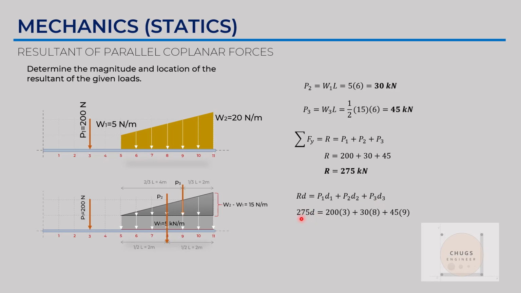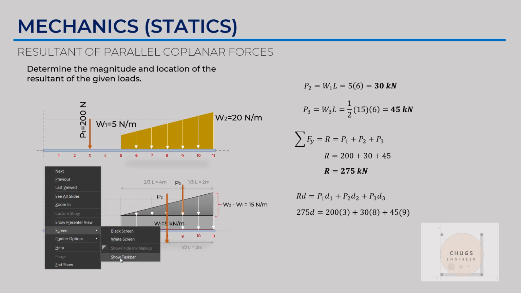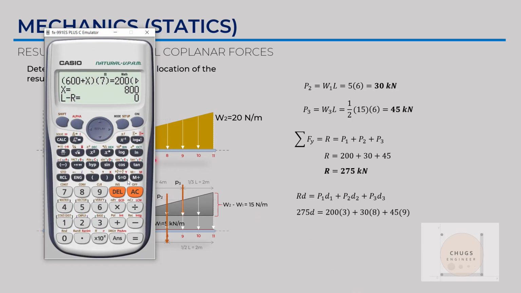And then we have 275 times D. That is distance of your resultant. Sometimes we are using this as X. Okay, 200 times 3, that is your value here. And then 30 times 8. Itong 30, kasi ito dito matatagpuan mo, that is 8 units. Okay, and then we have 45 times 8. And let's proceed to our calculator. And our calculator, 275 times X, or your D, is equal to 200 times 3 plus 30 times 8 plus 45 times 9.